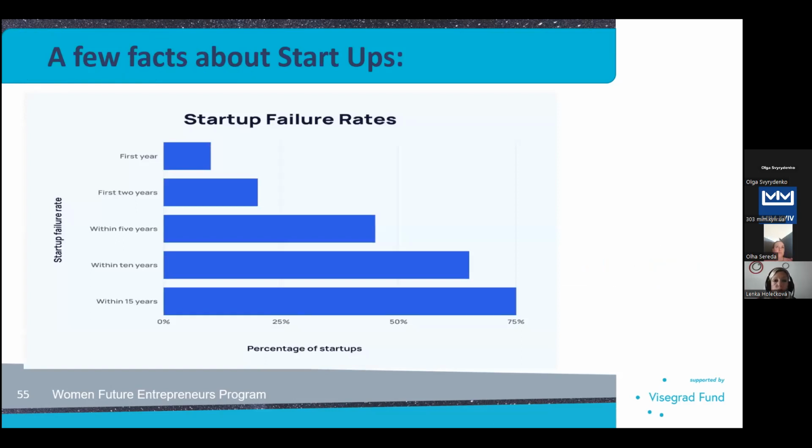Just for your information, because I find it relatively interesting, there is also some information about statistics. We can see startup failure rates, and as you can see, in the first year the probability is relatively high, but it is changing in time.